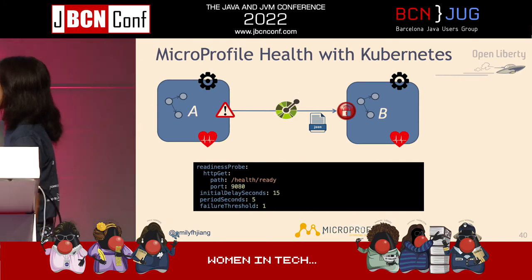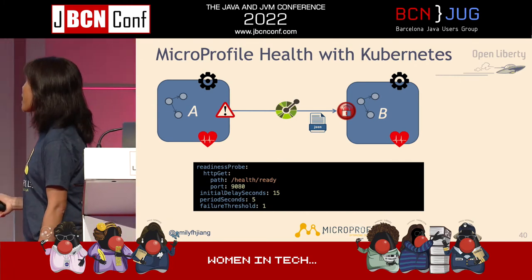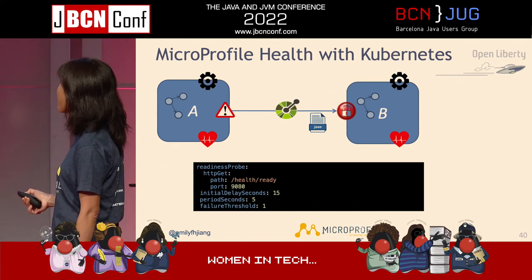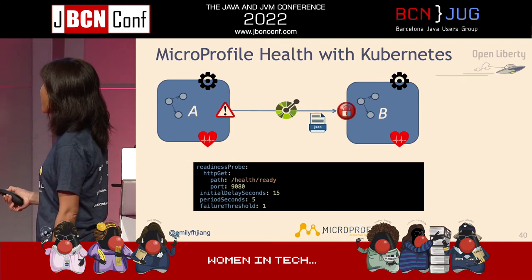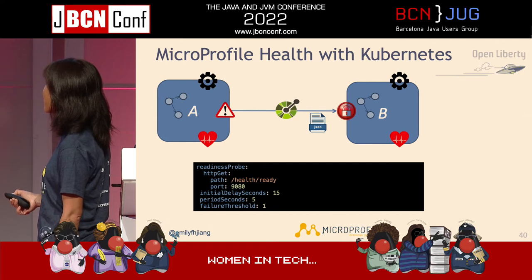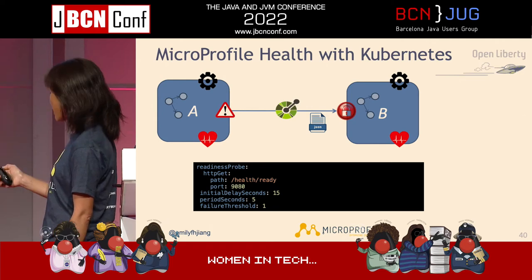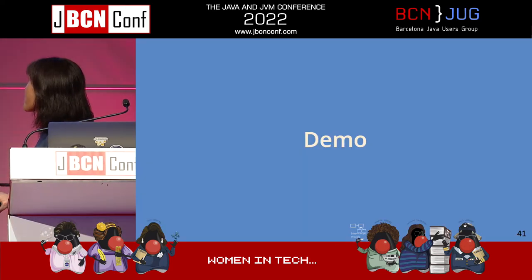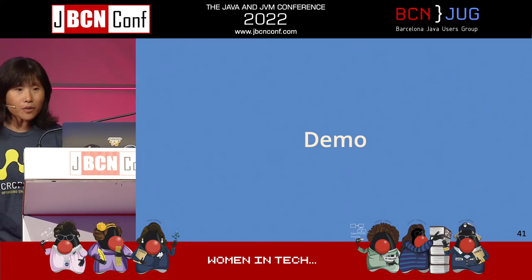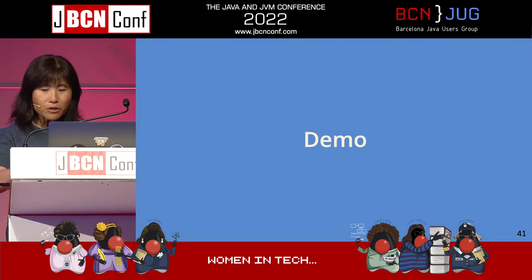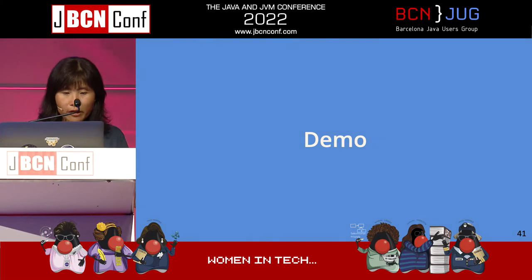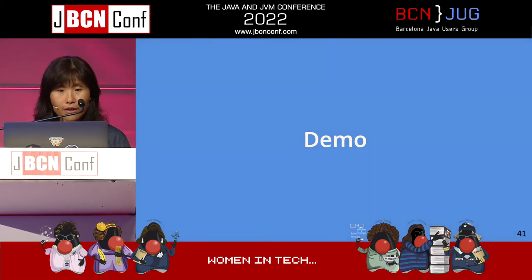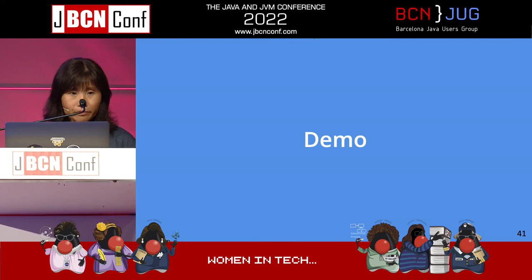For health, earlier I said you have three endpoints: /health/ready, /health/live, and /health/started. For readiness, you use an HTTP GET on /health/ready and then specify how often it needs to be checked. So you can see that immediately you have the programming model available to you. With that, let me go to a demo to show you how you can create an application from zero.